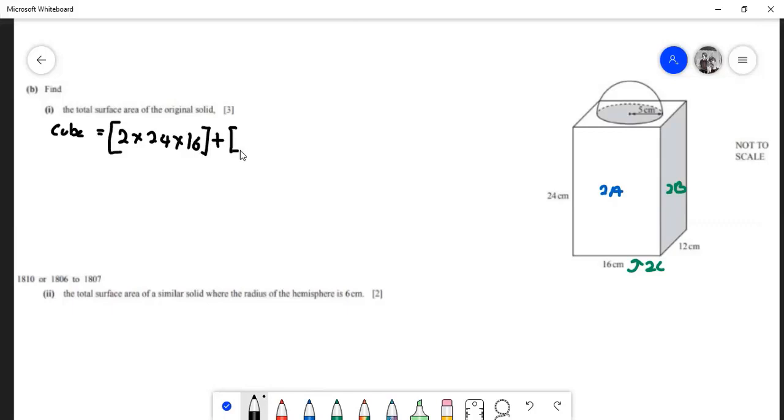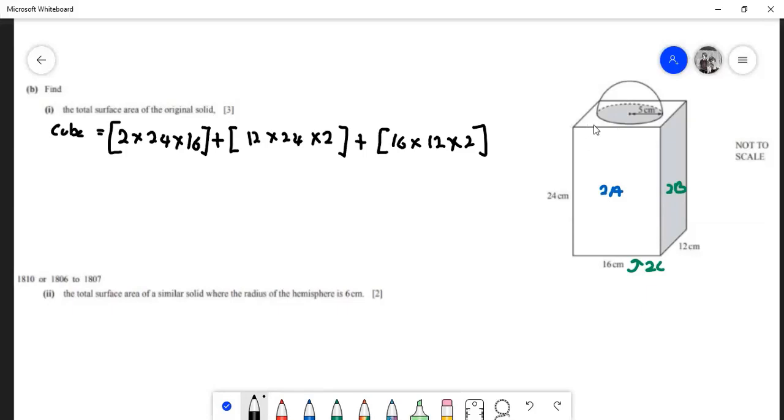Add with our part B. Our part B will be 12 times 24. Oh my god, okay guys, 12 times 24 times 2. Add with the bottom, 16 times 12 times 2. All this value is going to give us the cube surface area.